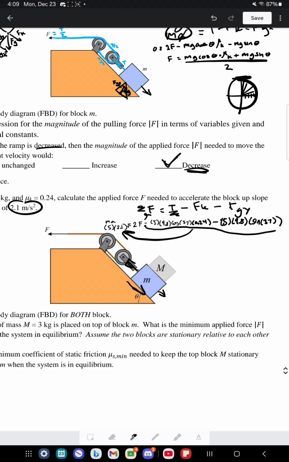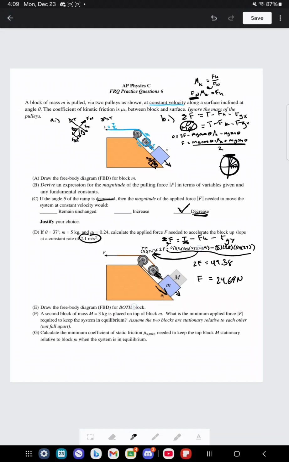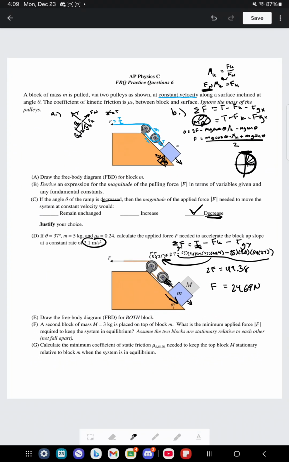5 times 9.8 times 0.24 times cosine of 37 plus 5 times 9.8 times sine of 37. So 2F equals 49.38. Divide both sides by 2, and our applied force should be about 24.69 newtons in the positive direction, or the direction of the line of motion.